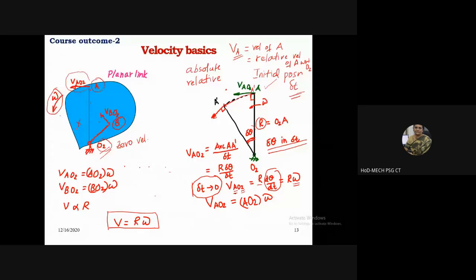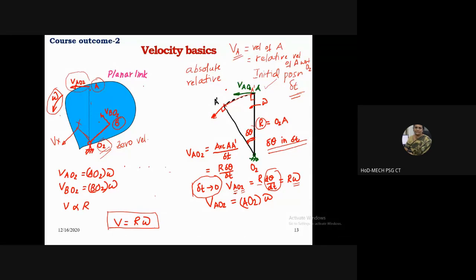How do I get the direction? I need to join X with O2, and then this will be at 90 degrees. So this will be the instantaneous velocity of X. Of course, this orientation will keep on changing as the body rotates.